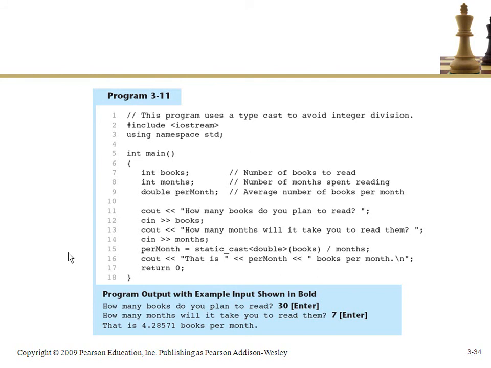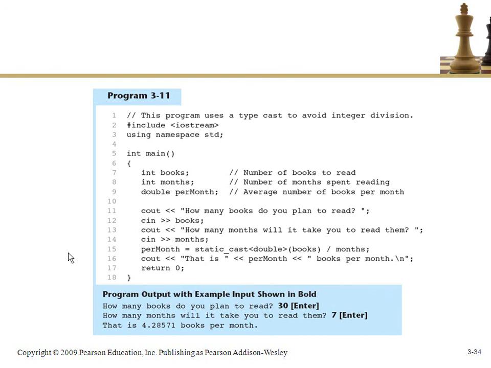In line 11, we output a prompt: how many books do you plan to read? Line 12 will take the input as an integer value in books. Line 13 will prompt the user: how many months will it take you to read them? Line 14 will get the input as an integer and store it in the month variable. Now line 15 will do the calculation of dividing books by months.